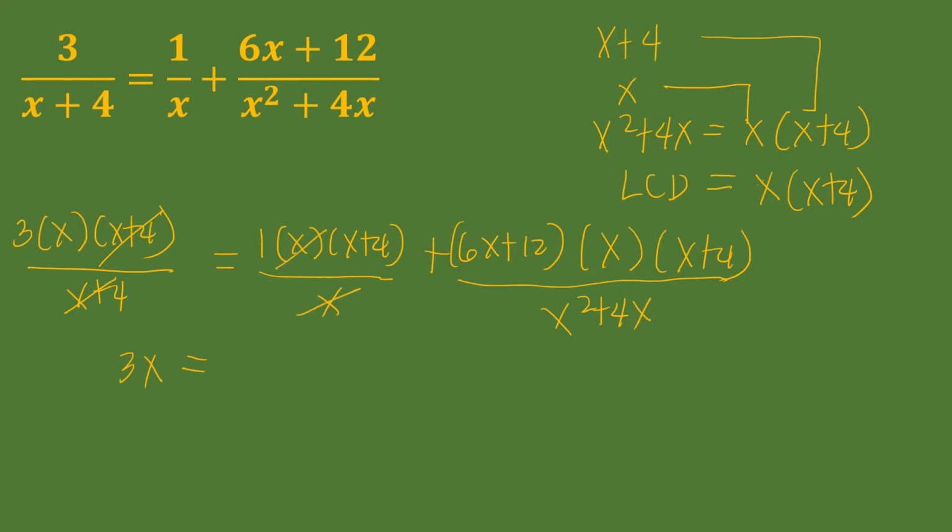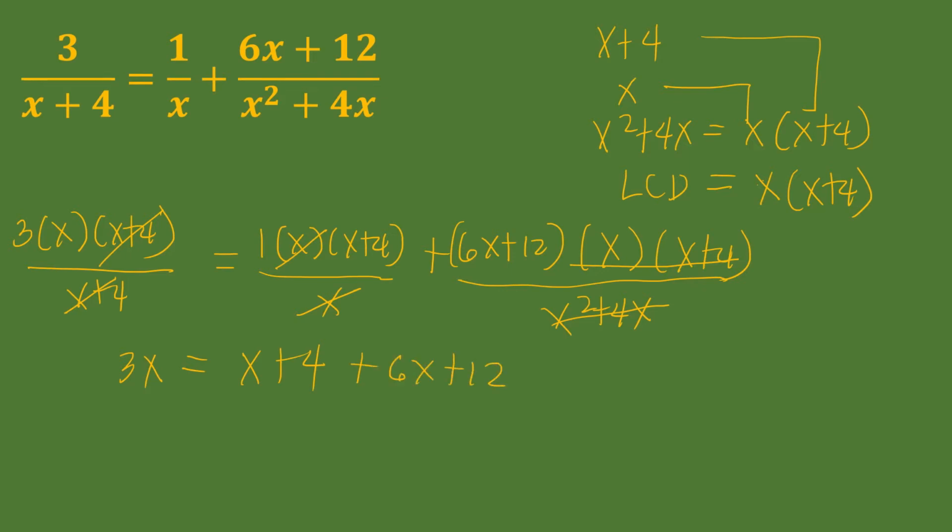Cancel the x and x. So multiply 1 by x plus 4. So we will have here x plus 4. Notice that x squared plus 4x is the same as x times x plus 4. So it means that these two factors will be cancelled out as well as your x squared plus 4x. So what we have here is simply 6x plus 12.